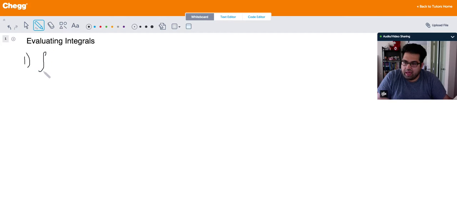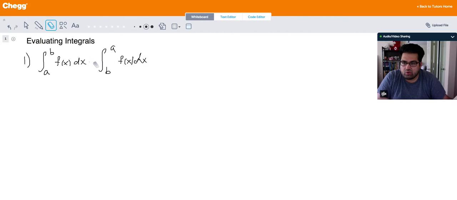Okay, so let's say you have the integral from a to b of f of x dx, and you want to write it as the integral from b to a of f of x dx. So what happens to this? Are these equal or not? Basically, we want to relate these two together. You can set them equal if you assign a negative value to them. This property says that if you switch the lower and upper limit of integration, there will be a negative multiplied by the integral.